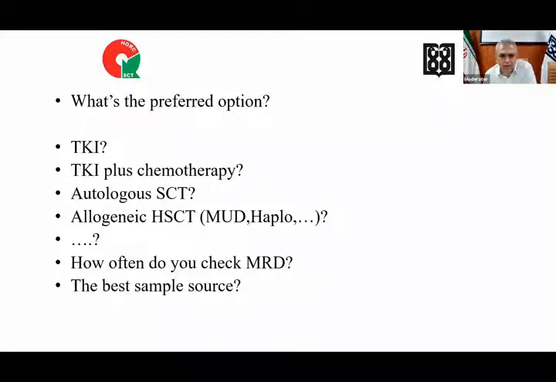Which of these options are better as consolidation? TKI plus chemo, autologous stem cell transplantation, or allogeneic? If you choose allogeneic, matched related, haplo, or other options, please help us. Professor Kebraye, thank you. Dr. Ravandi is disconnected, and we have to.